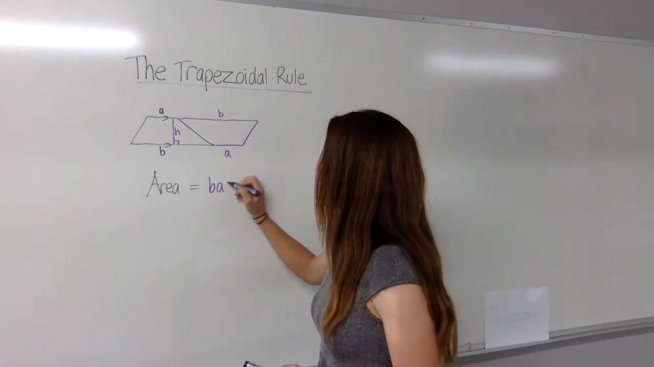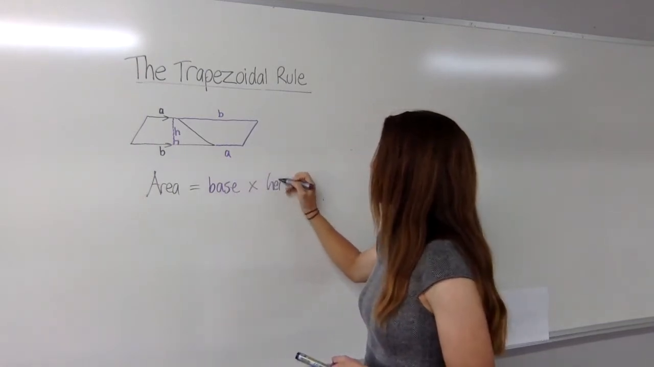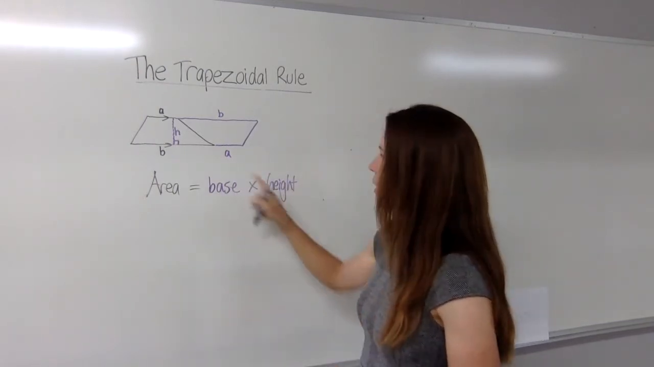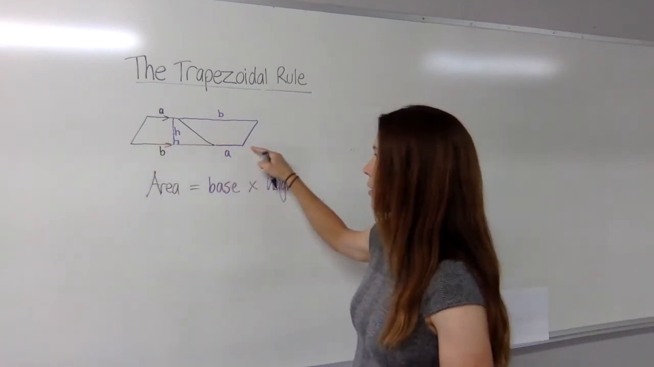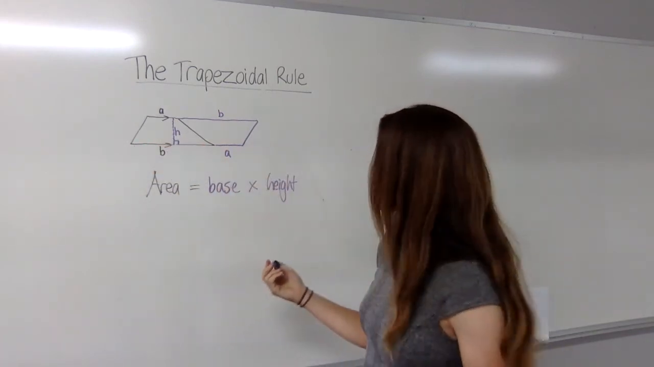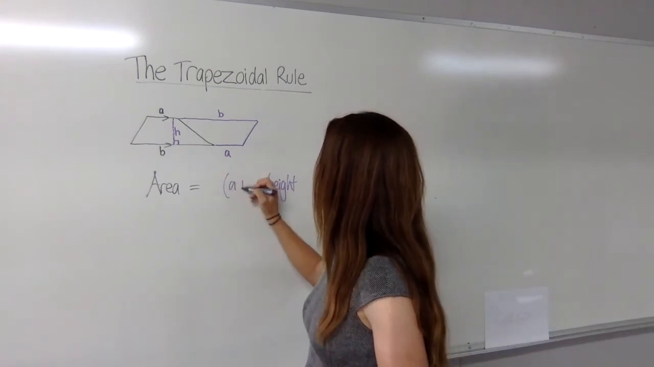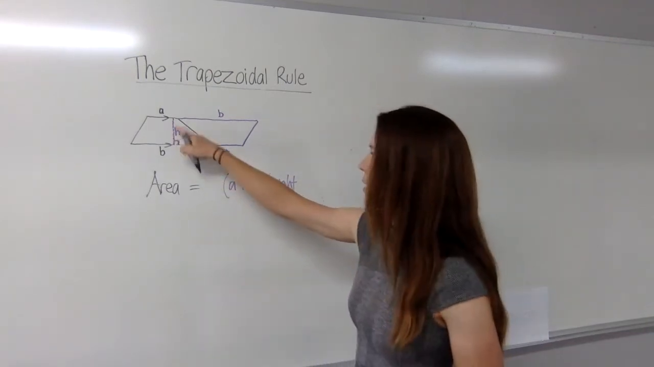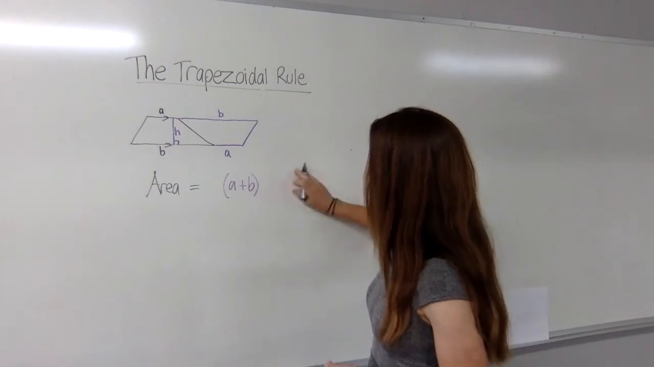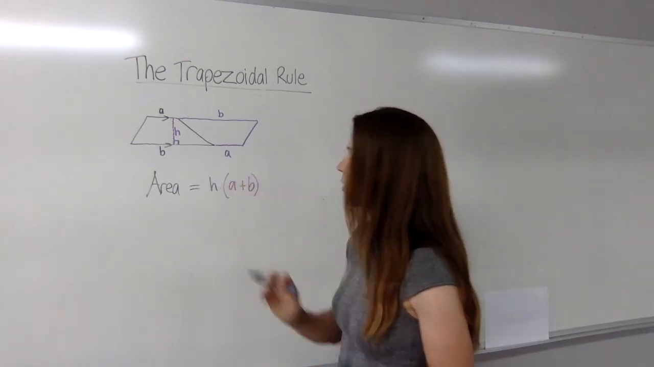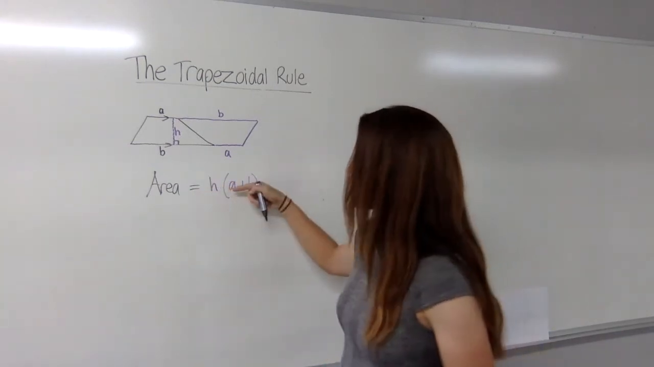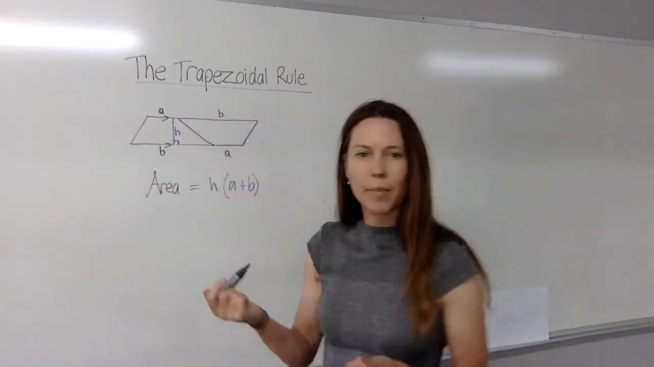It's base times height. So if we then say, well, all right, what is the base? The base of this giant parallelogram is A plus B. It's the short side plus the tall side. So we can replace that there. And we're multiplying by the height. That's fine. Let's put the height at the front. Nice and simple. We'll call it H. This will give us the area of this giant parallelogram that we've made.